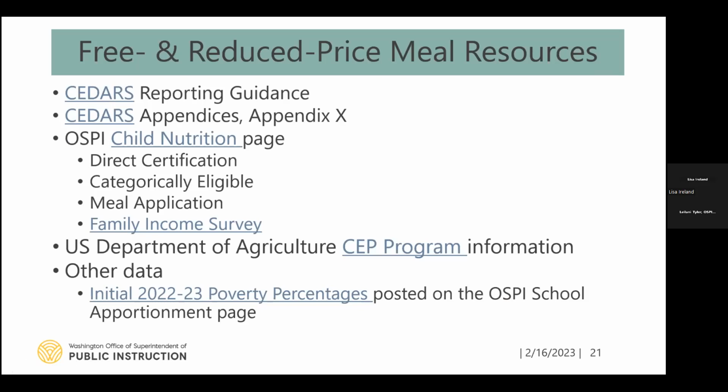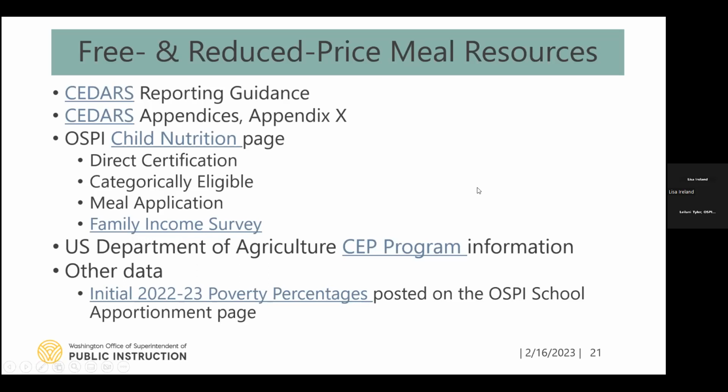The OSPI Child Nutrition page has great information on direct certification, categorically eligible, or meal application, that free reduced meal application. Or if you go to the OSPI main website, click on the search bar, it's found in the upper right area, and type in any of these terms. It drills down, like I said, there's very robust, good information, PDFs, and they keep all of this information up to date. This link here will take you to the page.